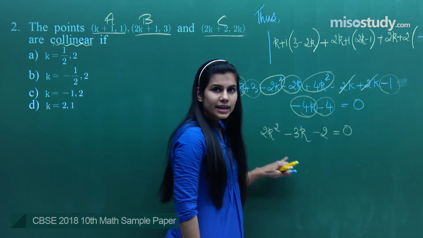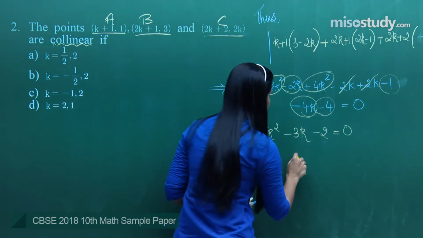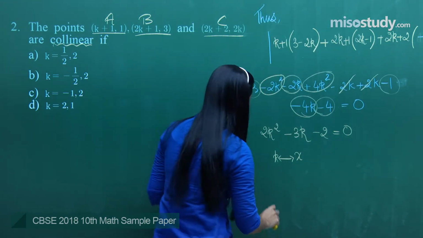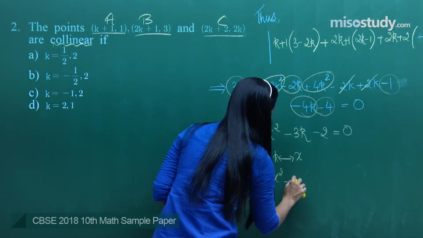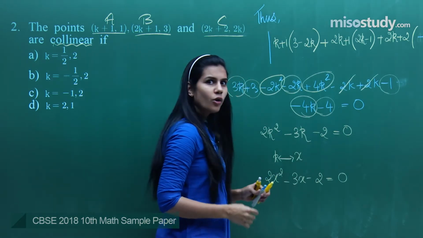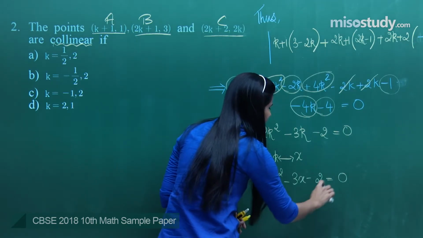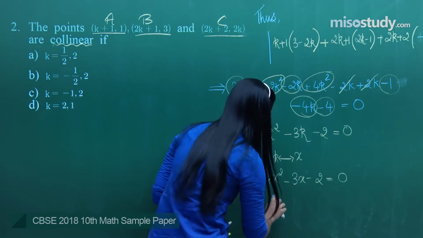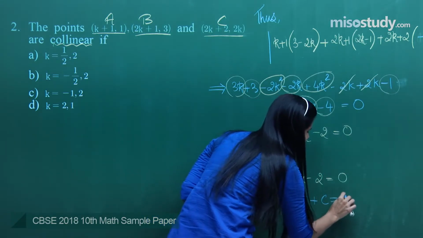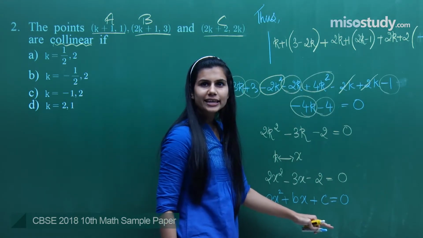So here, if you recall, this is resembling something. If I replace k by x, what does this become? The unknown becomes 2x square minus 3x minus 2 is 0. Now, are you able to recall something? Well, this particular expression resembles an expression of ax square plus bx plus c equals 0. Right? What is this? This is the quadratic equation.